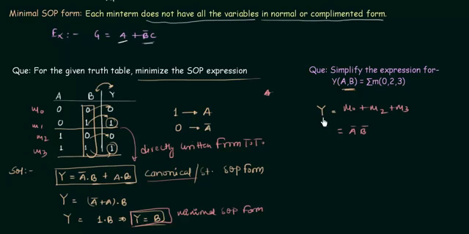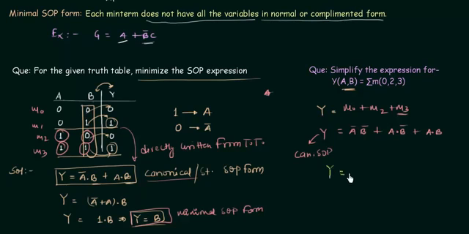It means the function y is high for the first case. So I have written A complement B complement because A is 0, B is 0. In the same way for M2 you can see A is 1 whereas B is 0, so I will write down A and B complement, and for M3 you can see A is 1 as well, B is 1. So I have A and B. So this is my canonical SOP form, and I will use Boolean algebra to minimize it.